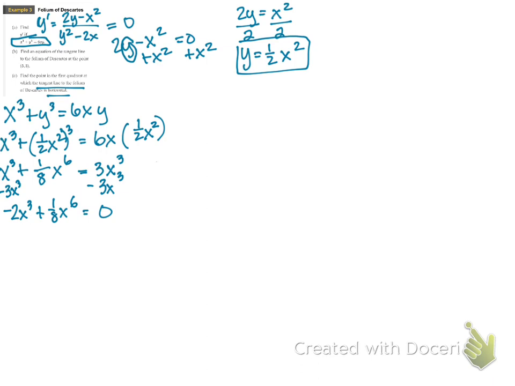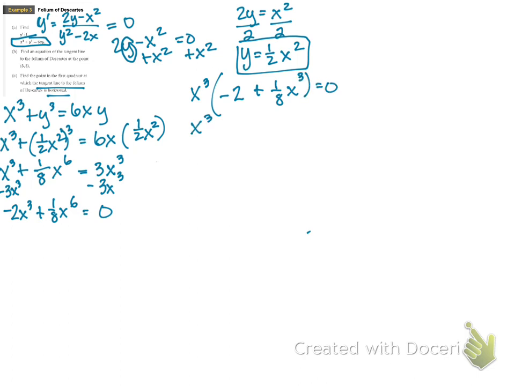So what do we have? How do we get x by itself? We can't do that; you have to pull something out. Factor out what? What would you pull? X cubed. Pull an x cubed out of both terms. So that leaves me negative 2 plus 1/8 x cubed. When I divide, I subtract the powers. So 6 minus 3 would leave me 3, equals 0.